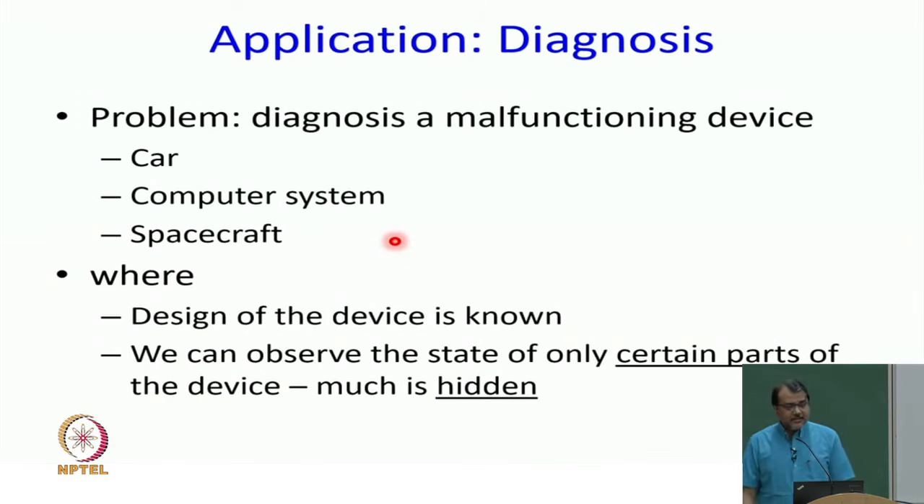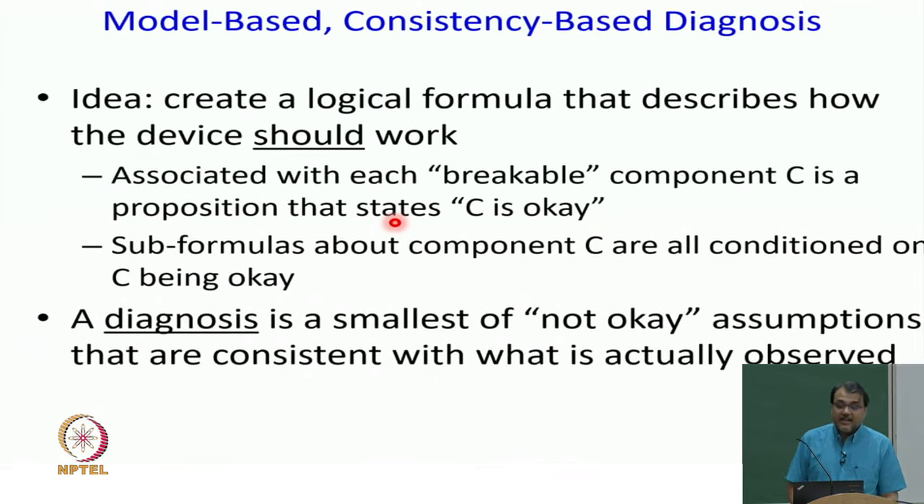There are many other applications. For example, diagnosing a malfunctioning device is called model-based diagnosis. The design of the device is known and already expressed in the form of a logical representation. We can observe, unfortunately, only the states of certain parts of the device. A lot of them are hidden. That leads to this idea of model-based diagnosis, where we create a logical formula of how the device works, and then we have some components that can break, and each formula says whether this particular component is okay or not, and the diagnosis is the smallest set of not okay assumptions that are consistent with what is actually observed.